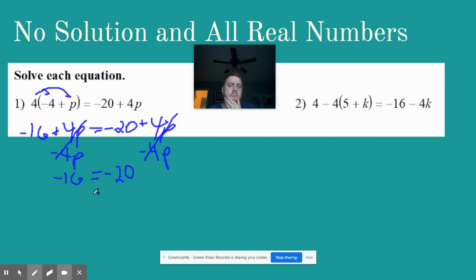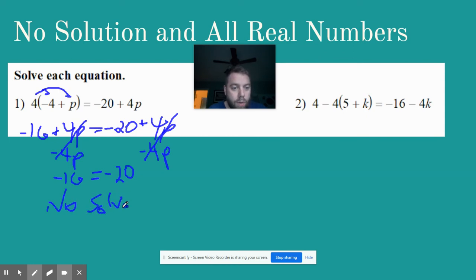Now, I'm going to read this to you real quick, and hopefully this registers. -16 equals -20. Now, how do we feel about that? I hope that we notice something's very wrong with that. -16 and -20 are two different numbers. So how could they possibly equal each other? Now, the solution we're going to get from this is no solution. And you write that down, no solution.